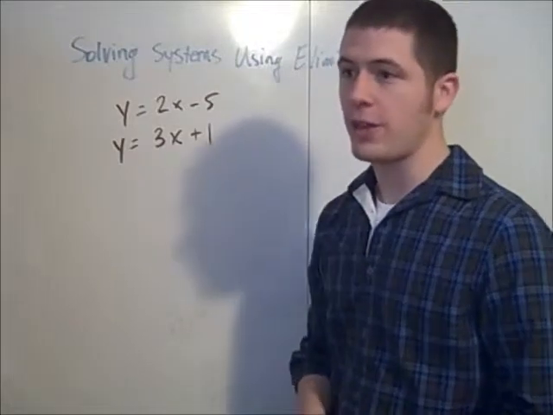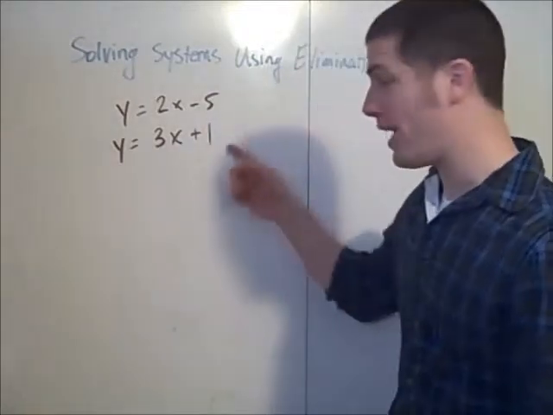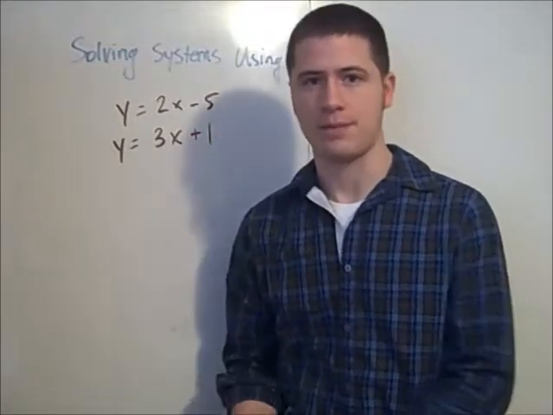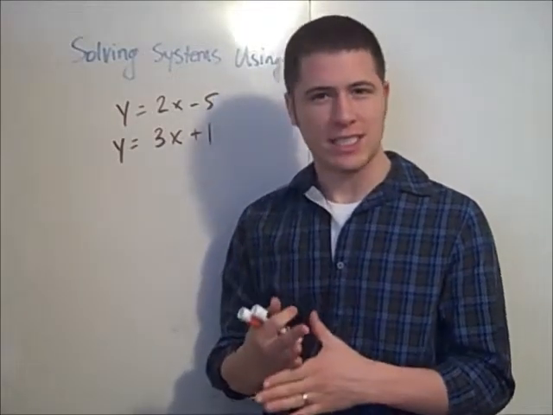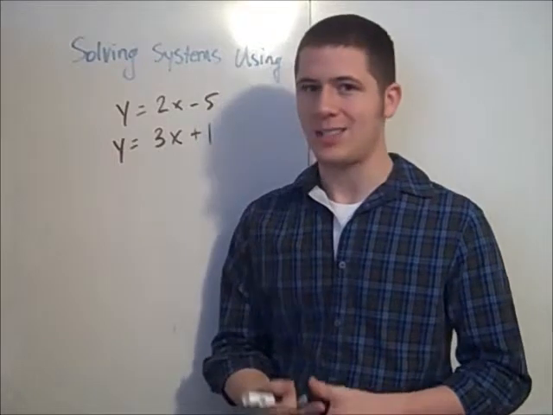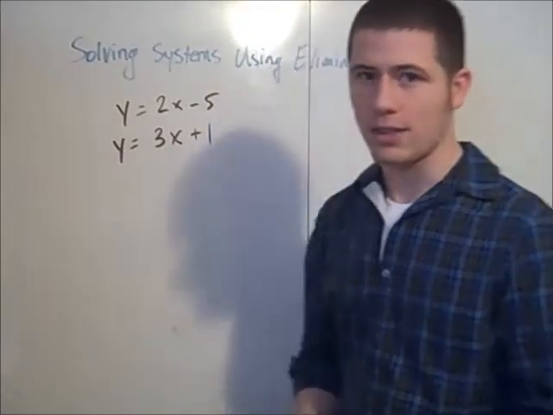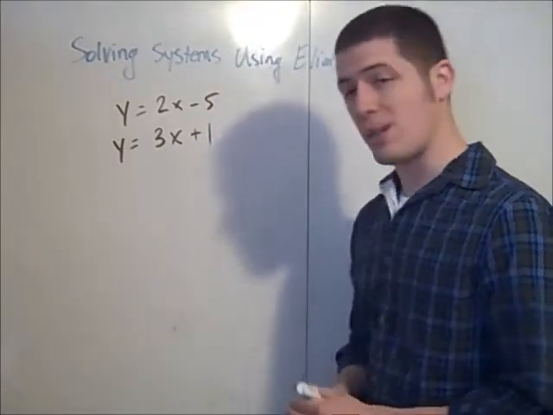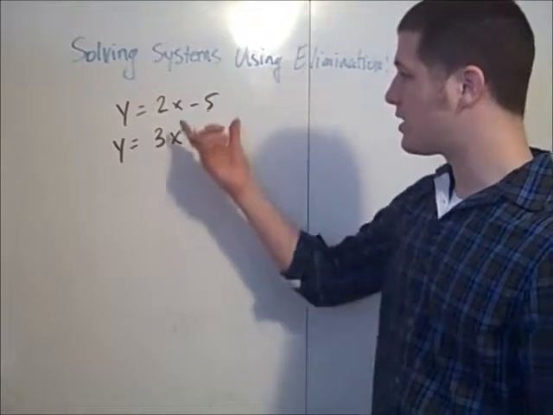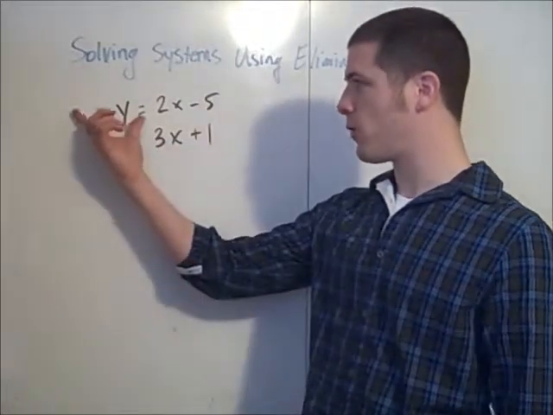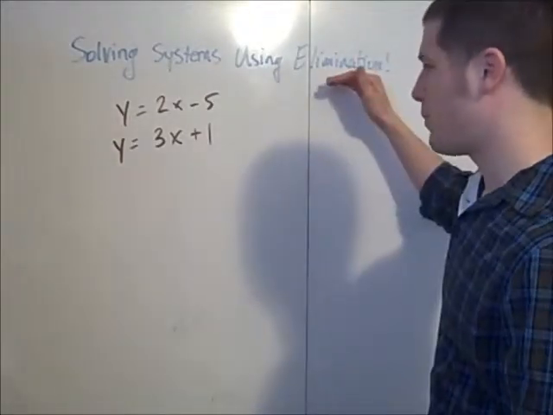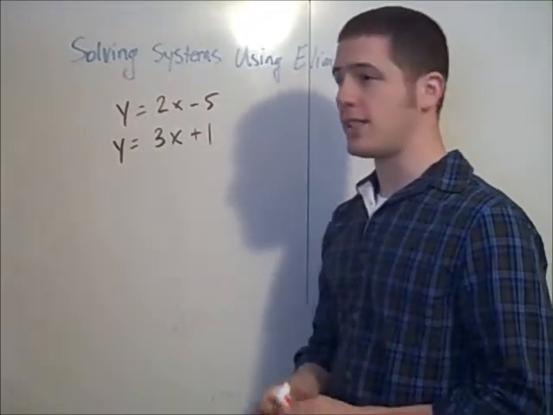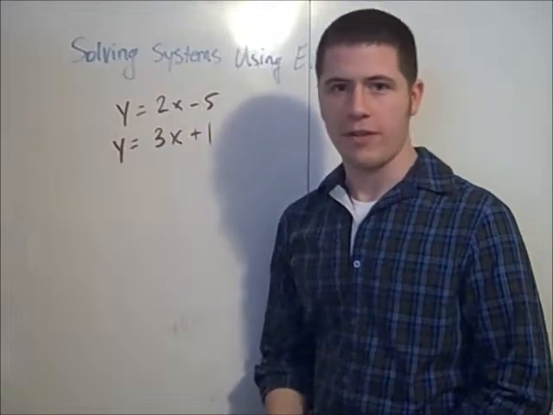Well, there's really three ways to do it. The first way is just to graph these two lines and see where they cross. That's not always the best way though, because sometimes their intersection is not a lattice point and it's not so easy to guess it correctly. So there's also substitution, which we could substitute 3x plus 1 right in here for y and solve for x. But this third method is called elimination, and what elimination does is it eliminates one of the variables.